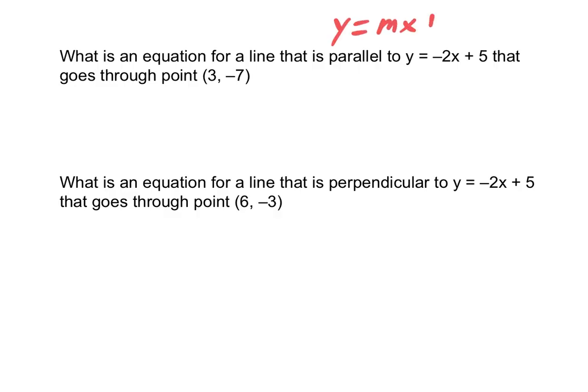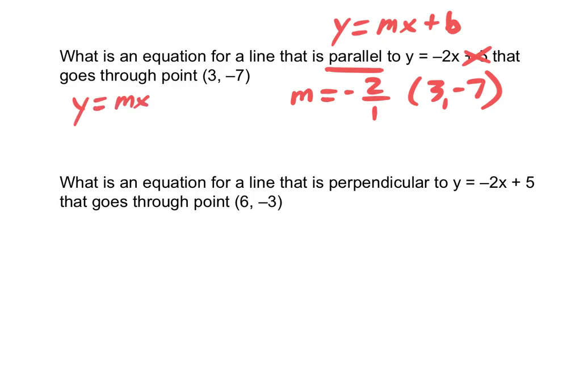This is one of those formulas that's going to be on your formula sheet. Y equals mx plus b. Negative 2 over 1. Okay, this is my slope, this is my y-intercept. And one thing I will remind you of is we are not going to use that 5 at all on this problem. All we care about is the slope, okay? And so it's negative 2 over 1. And if it's parallel, that means my slope stays negative 2 over 1. And we're going to go through the point 3, negative 7.